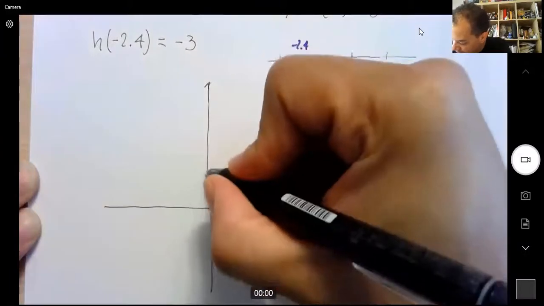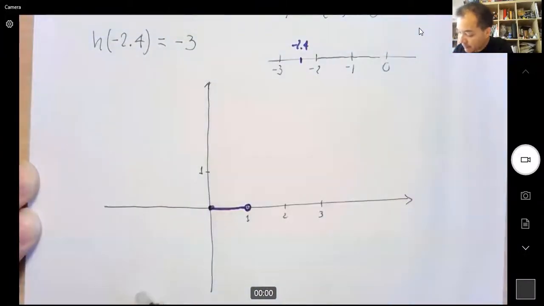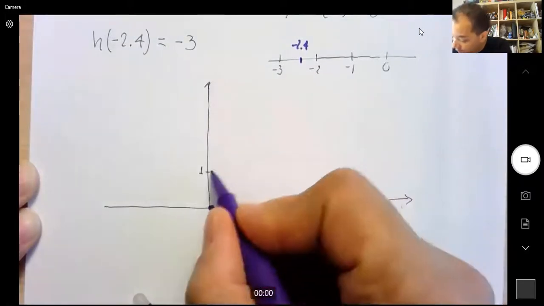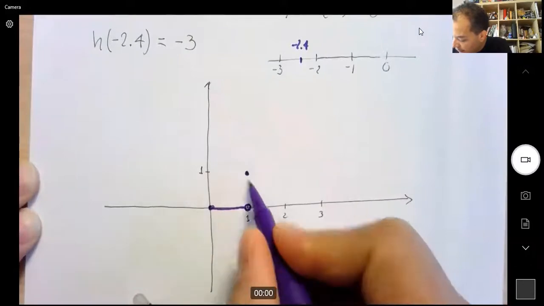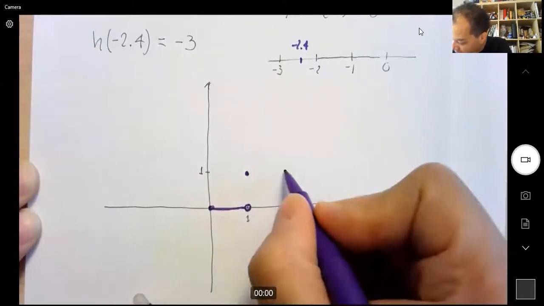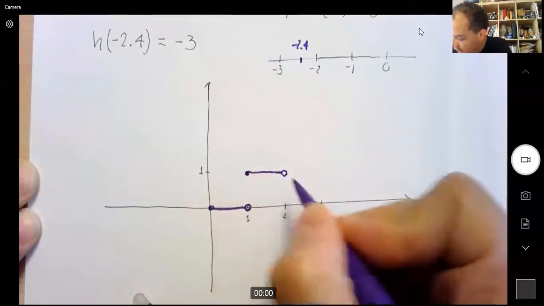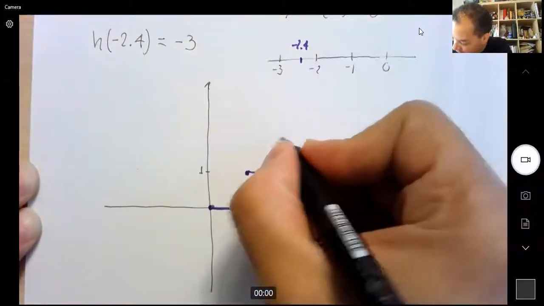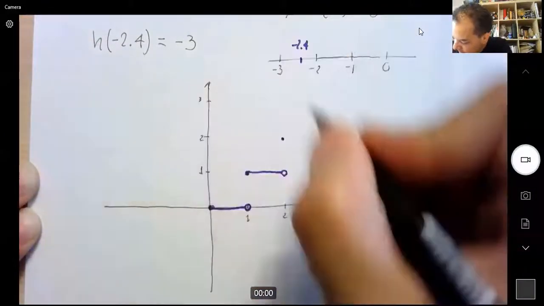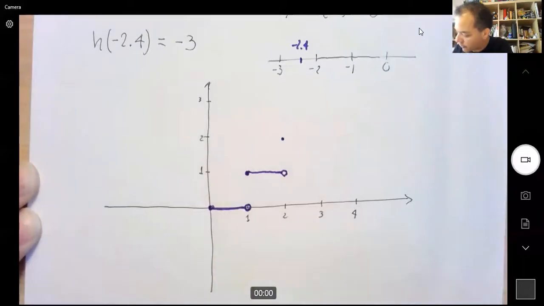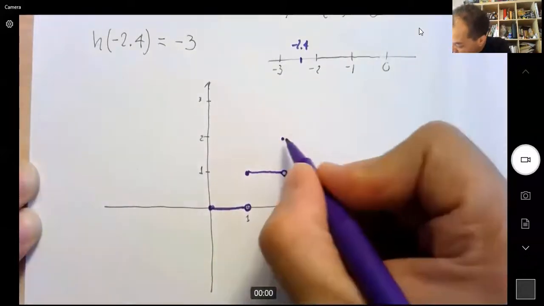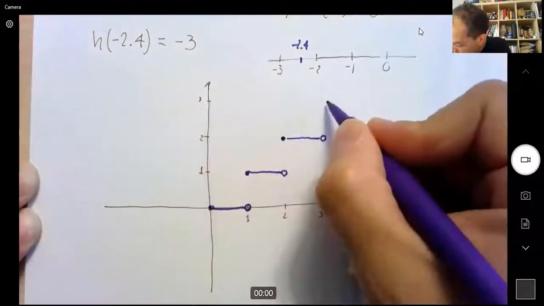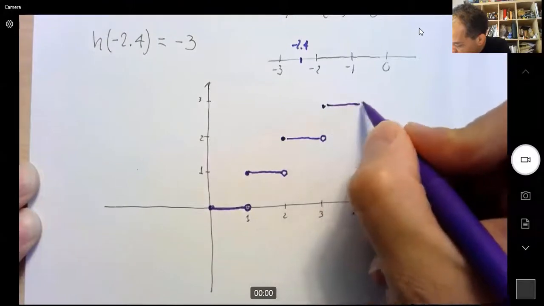Then between 1 and 2, the greatest integer function at 1 is 1, because that's an integer. And any number between 1 and 2 is only 1, except for 2. So for 2, it grows 1 unit, and it continues this pattern, correct? Let me do a bit more here. The next one will be from here to 3, open here, and then from here to here, open here.